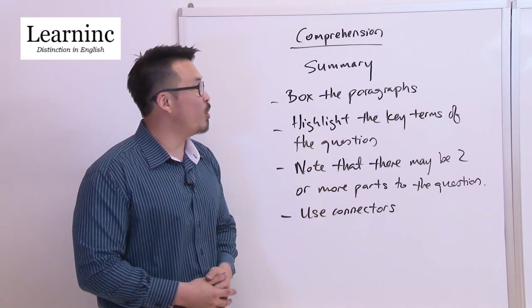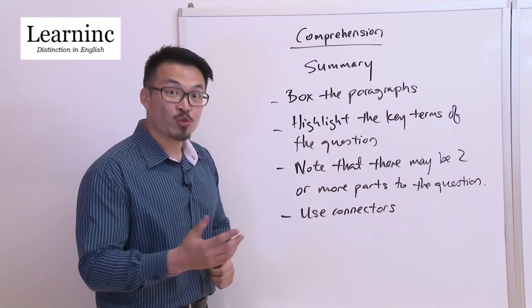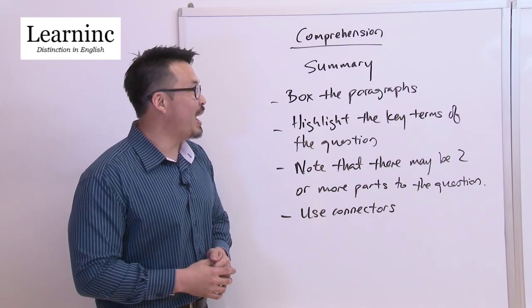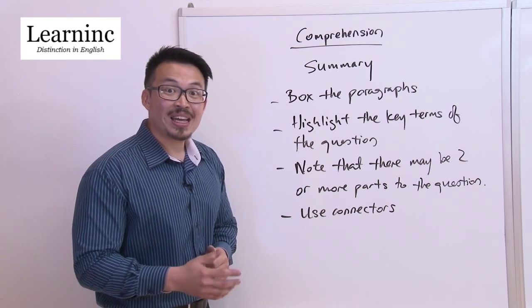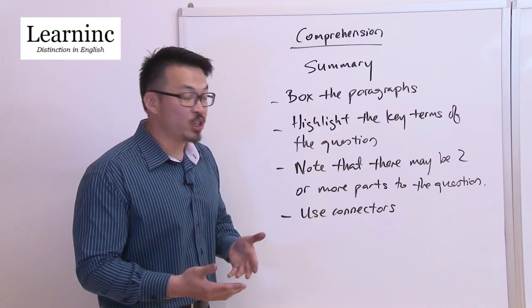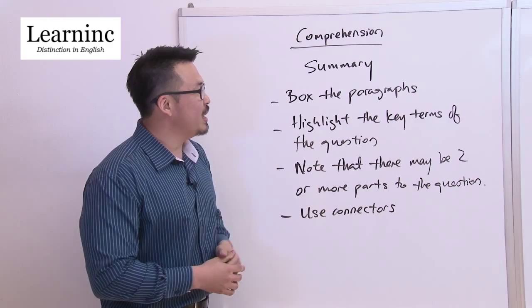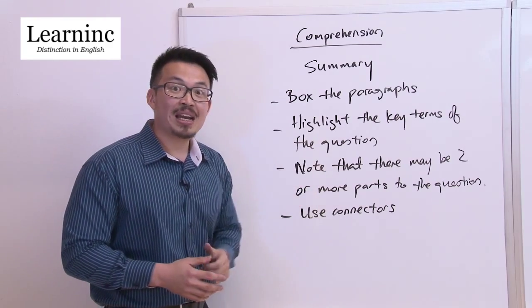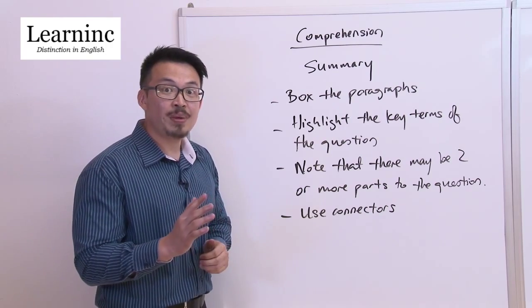To reiterate my points, first, you must box the paragraphs from which we draw material. Second, you will highlight the key terms of the question. Third, you will try to understand that there may be more than one part to the question and you are going to highlight them so that you do not make a mistake. Next, you're going to write them down by the side of the passage. You will constantly refer to the questions as you read the passage.